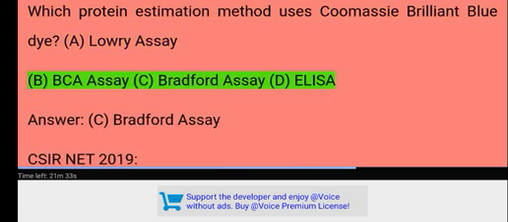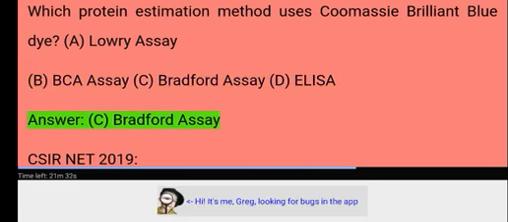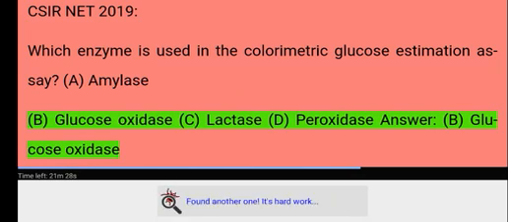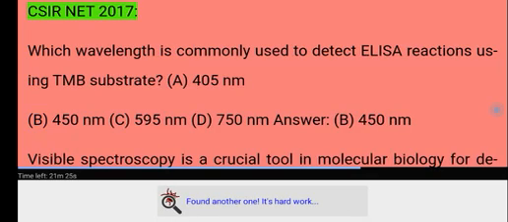A. Lowry assay. B. BCA assay. C. Bradford assay. D. ELISA. Answer: C, Bradford assay. CSIR NET 2019. Which enzyme is used in the colorimetric glucose estimation assay? A. Amylase. B. Glucose oxidase. C. Lactase. D. Peroxidase. Answer: B, glucose oxidase. CSIR NET 2017.